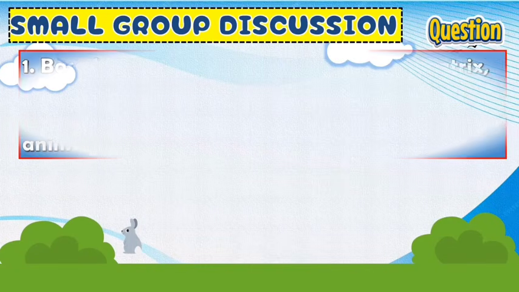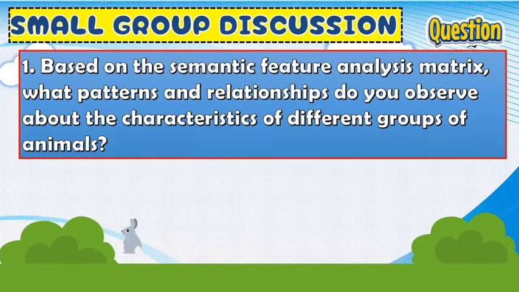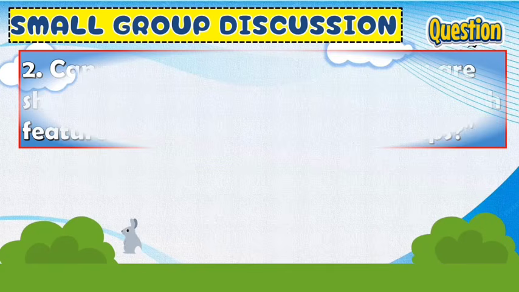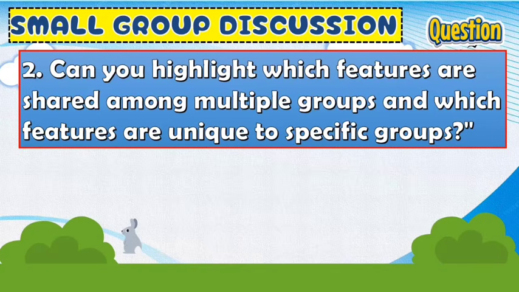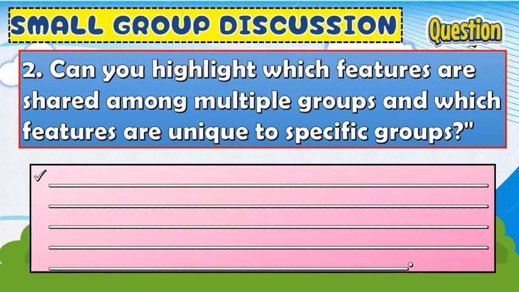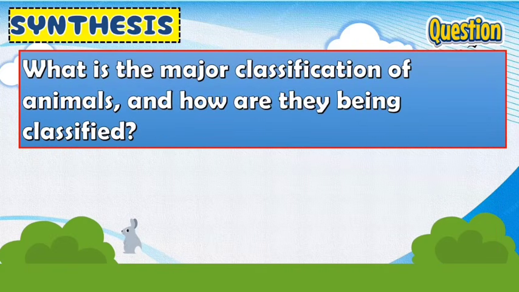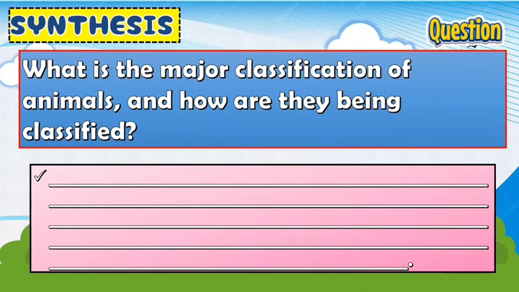For question number 1, based on the semantic feature analysis matrix, what patterns and relationships do you observe about the characteristics of different groups of animals? Can you highlight which features are shared among multiple groups and which features are unique to specific groups? Synthesis. What is the major classification of animals and how are they being classified?